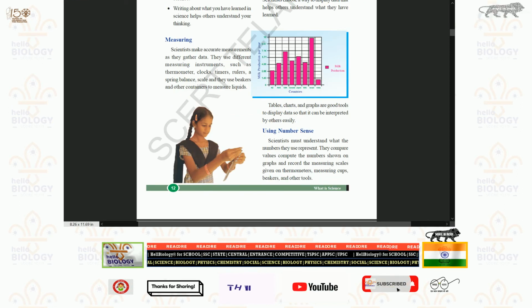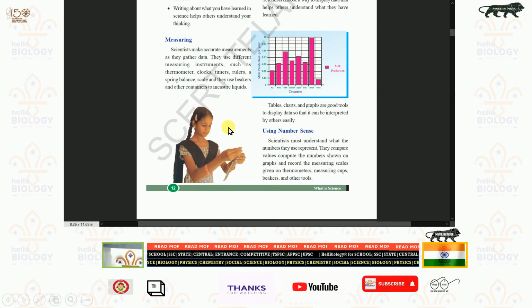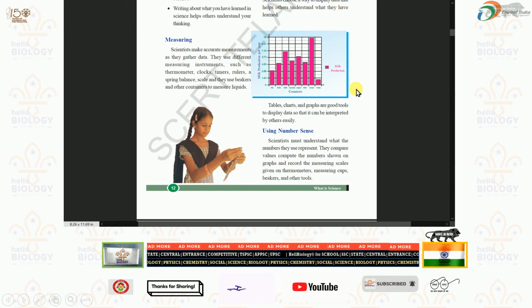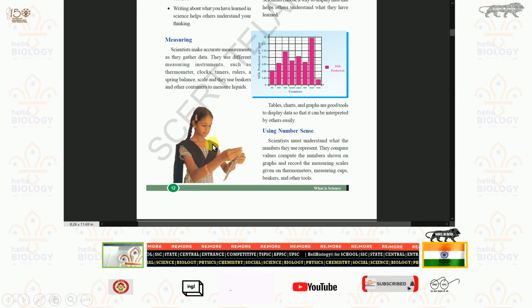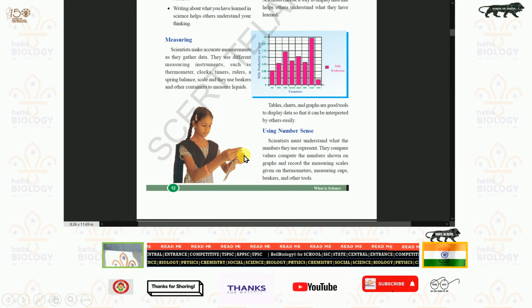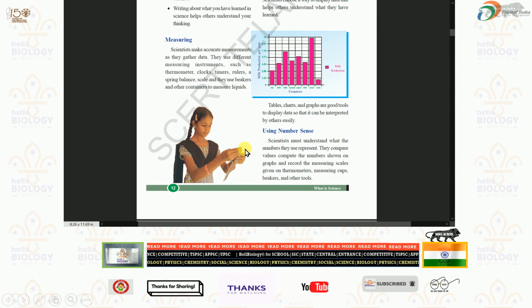Then next here you have interpretation of data. She is using a scale here and also using a bar graph. This type of representation of data is called a bar graph, and this will help you understand well, such as thermometer, clocks, timers, rulers, a spring balance, scale, beakers, and any containers we will use to measure liquids. And while representing the data, what we need to do is represent it in tables, charts, graphs. These are good tools to display data so that it can be interpreted very easily.